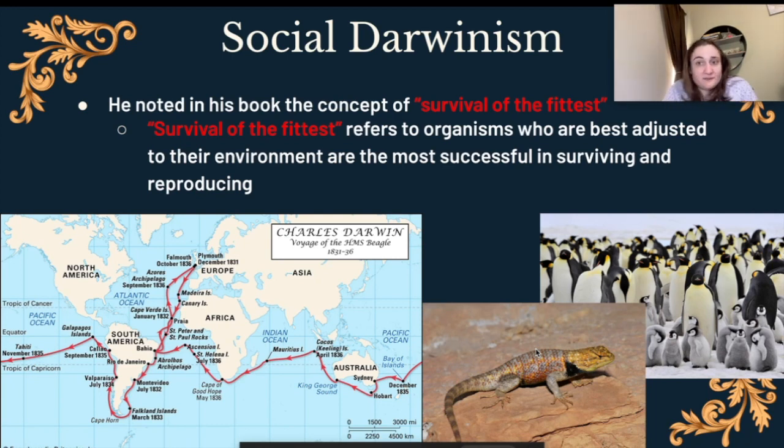Or you can think of penguins, like emperor penguins. They live in a super cold climate, so they need a lot of fat storage. That's why they have cute little chubby figures, so they can stay warm in the super cold climate. Those would be examples of survival of the fittest.